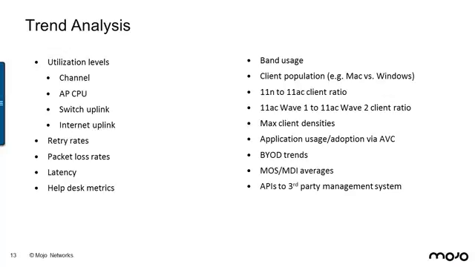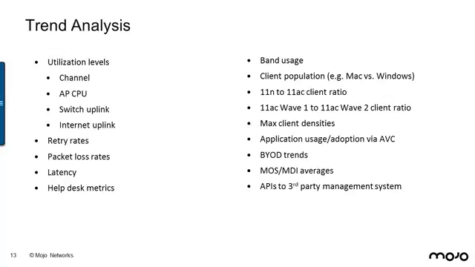Client population: Mac versus Windows, or iOS versus Android, and 11n to 11ac client ratio. Obviously, one of the best things you can do for your network in terms of making use of the spectrum available is to have more 11ac clients, because they're going to use the spectrum more efficiently with 256 QAM, transmit beamforming, wider channels, and so on.